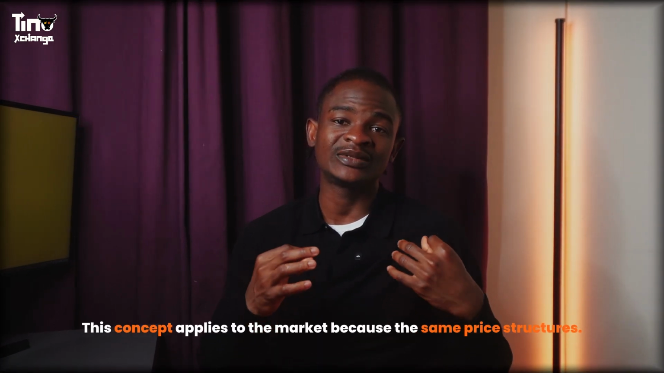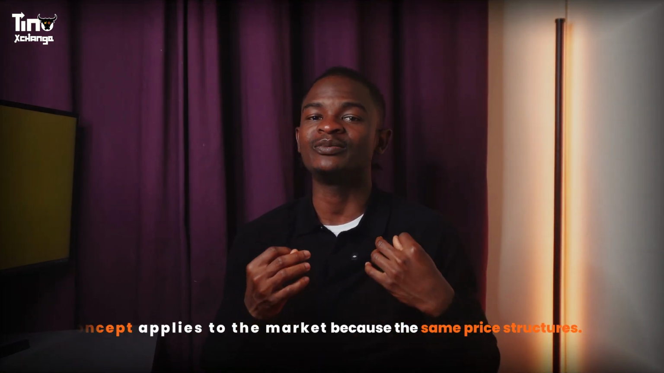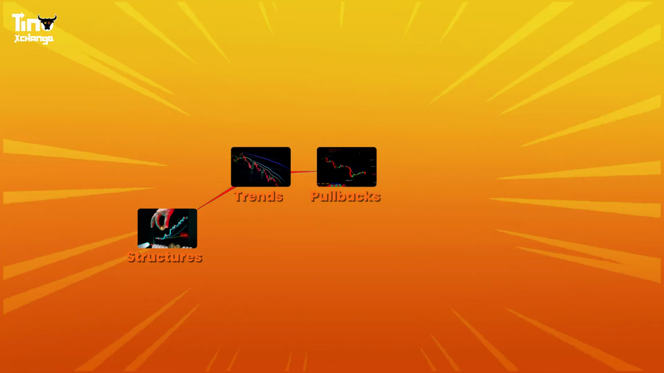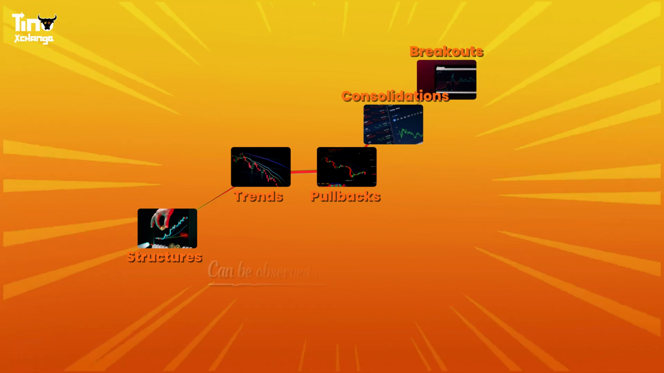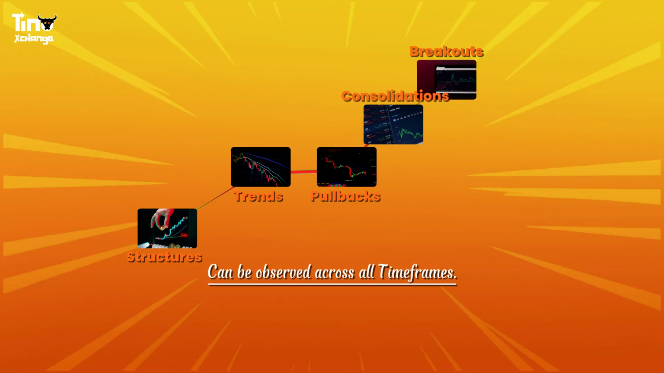A fractal system, by definition, displays self-similarities. This concept applies to the markets because the same price structures such as trends, pullbacks, consolidations, and breakouts can be observed across all time frames. For example, a flag pattern or a double top can appear on a 5-minute chart just as it can appear on the 1 hour or the daily chart.